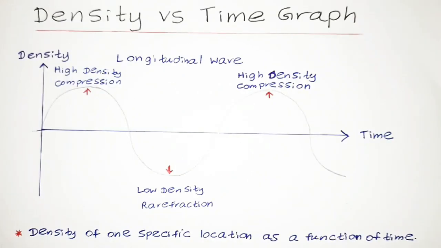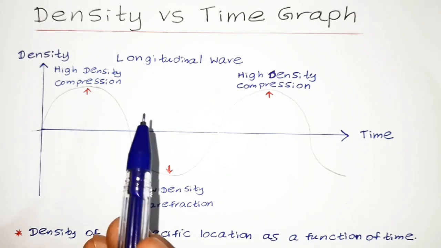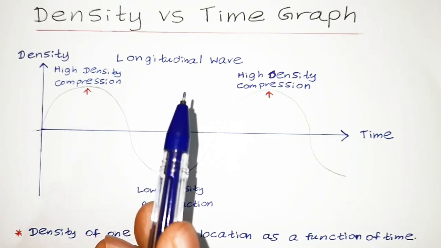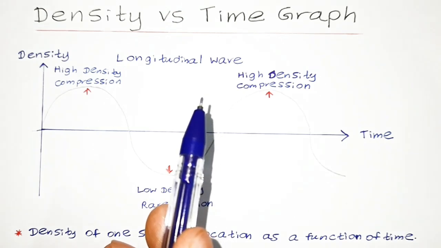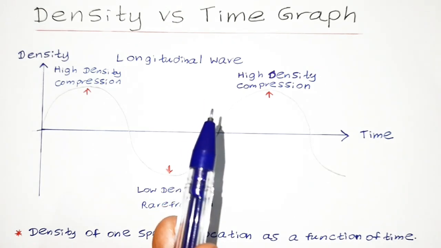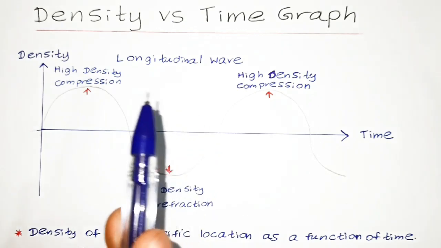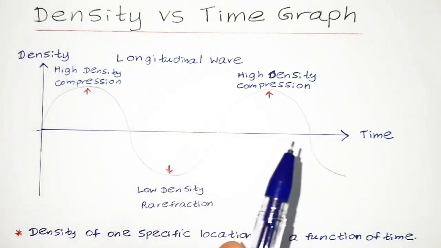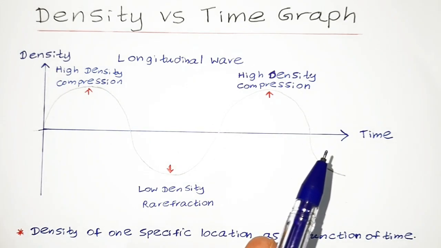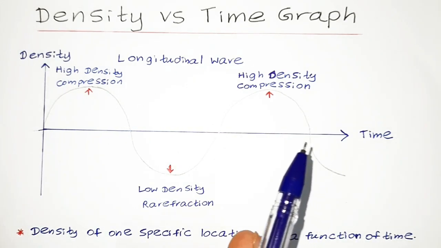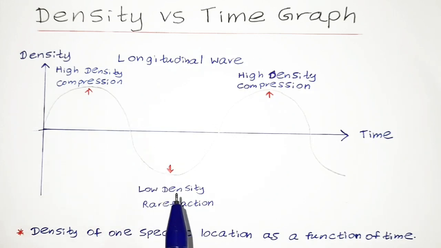The next graph is a density versus time graph. This is a bit different than the graphs that we discussed before, because this particular graph would give longitudinal mechanical waves, whereas the graphs we discussed before were transverse mechanical wave graphs. So here we would have density in the y-axis and time in the x-axis. Here you have new terms to consider. You could see high density, low density points.